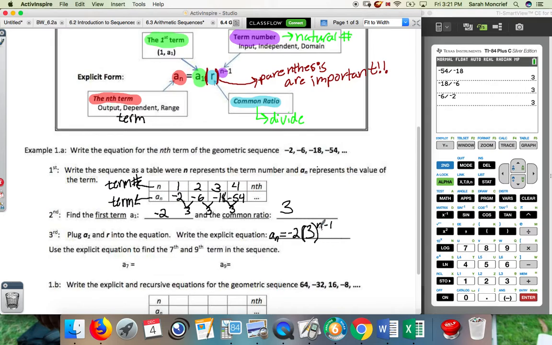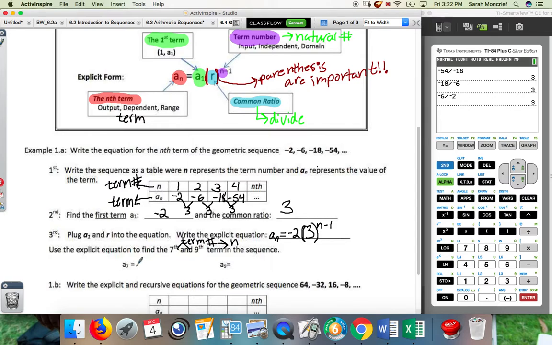So now we want to use the explicit equation to find the 7th term and the 9th term in the sequence. Now, what did they give us here? 7th and 9th are what? You betcha, they're term numbers. So that just means these will be plugged in for what? n. Very good. So looking at how it's written down here, a sub 7. Do you see where we used to have an n, we now have a 7? So we'll just plug in 7 for the n.